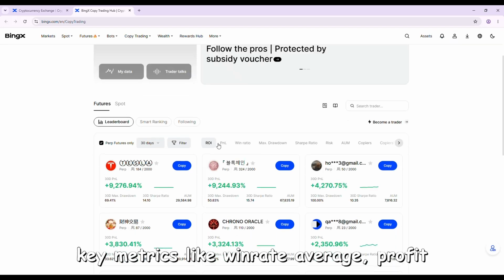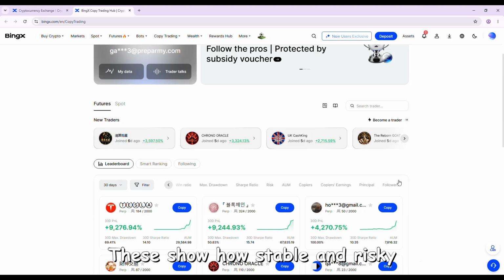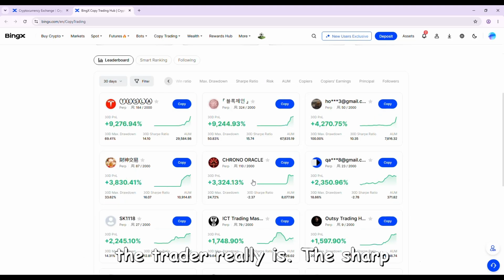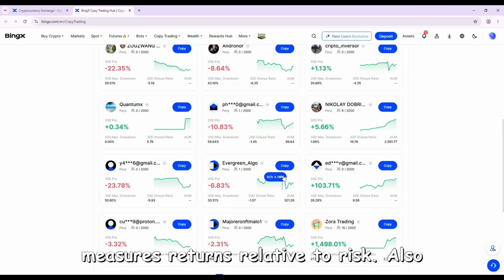Next, check key metrics like win rate, average profit versus loss, drawdown, and risk score. These show how stable and risky the trader really is. The Sharpe ratio is also important because it measures returns relative to risk.